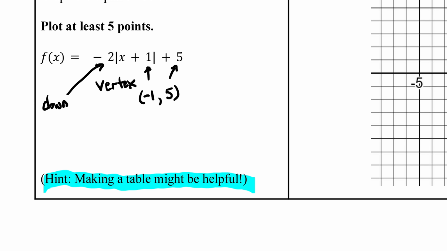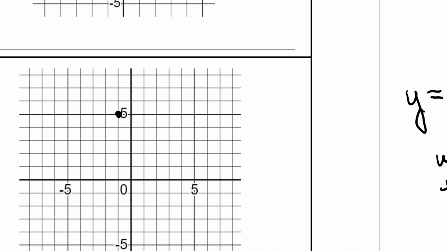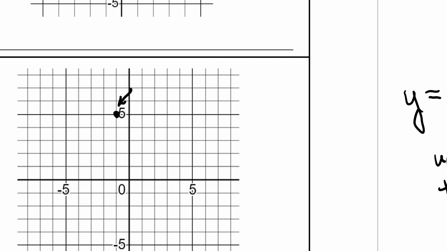Now, absolute value equations, their graphs, are a little bit different. Where quadratics are parabolas in a U shape, absolute value are V-shaped. And this one does open down, and so this is what we would see here. So I say that because I want to label my points. This is the vertex of this equation, and it would be -1, 5.